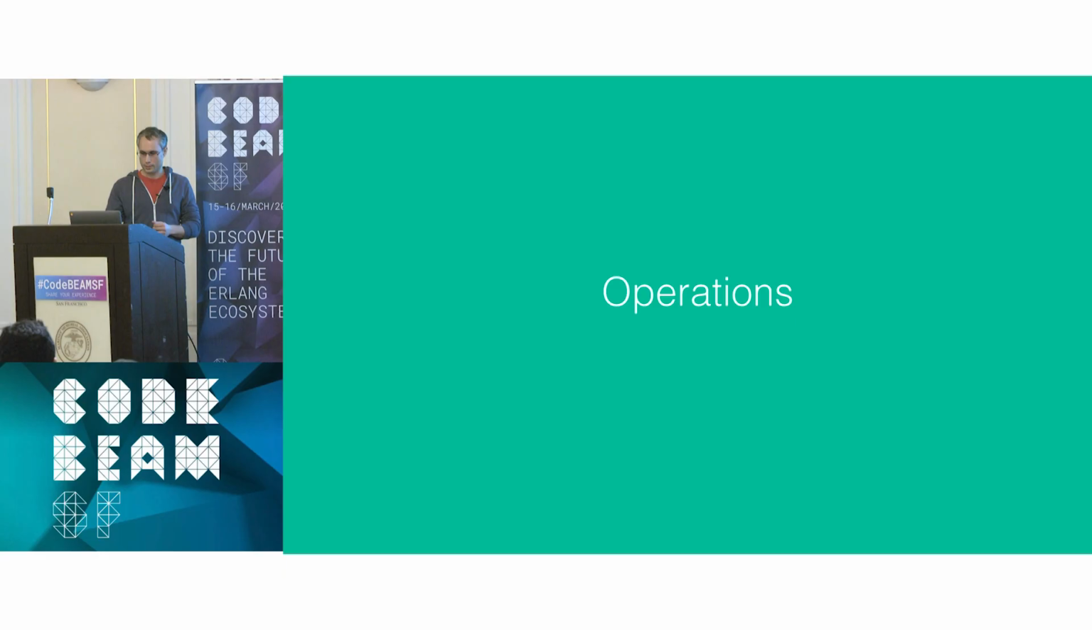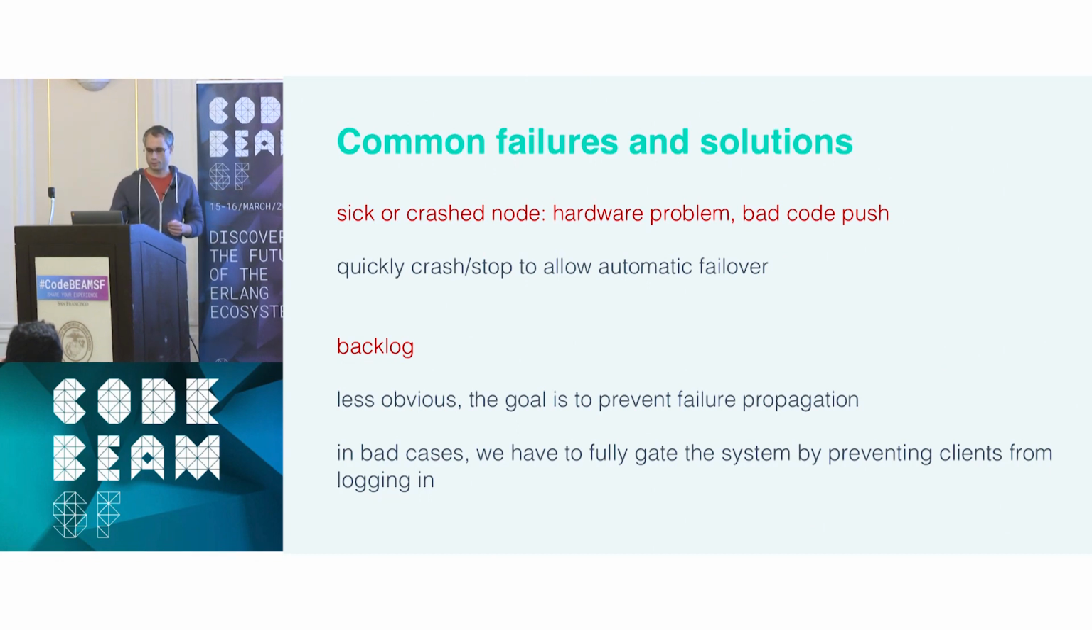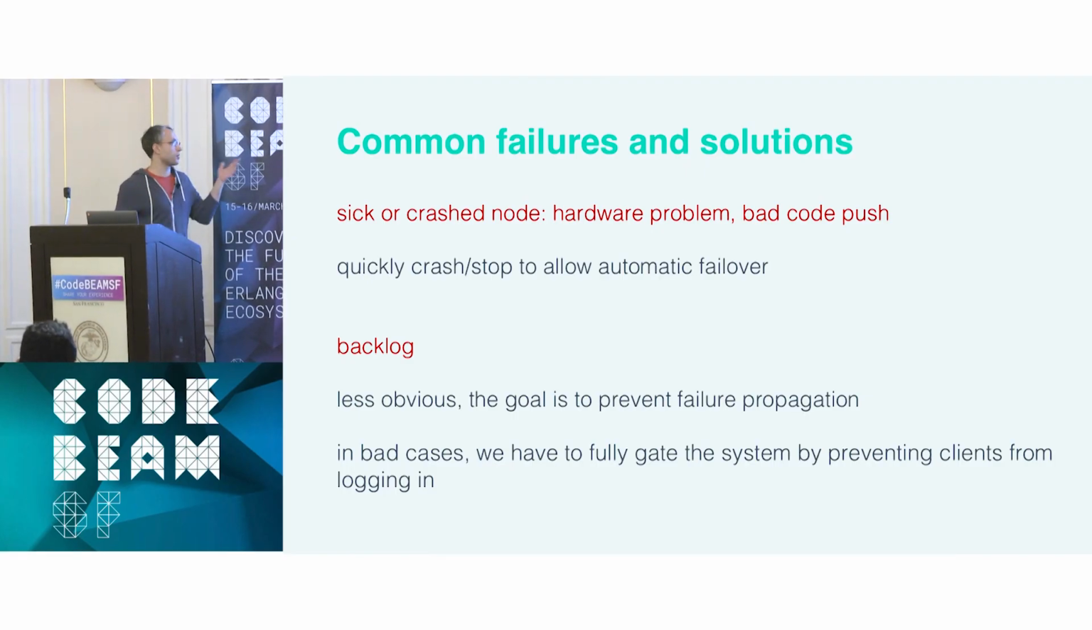So a couple of, well, actually more than a couple of things on how we run the system. These are our two most common problems: sick or crashed node due to hardware problem or bad code push. As I mentioned earlier, the best way to deal with it is to have it crash quickly or stop it explicitly, let it fail over, and then deal with whatever problem is on that node. And the other one, which is much less obvious how to deal with, is the backlog. The main goal here is that all the effort is directed to prevent propagating slowness and failures through the cluster because of one backlog in one place. We've seen some bad outages where we had to fully gate the system, drain the load completely, just to allow the system to recover. So, like, it's basically the crux of it.